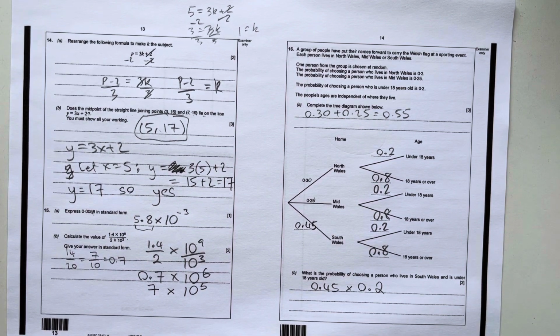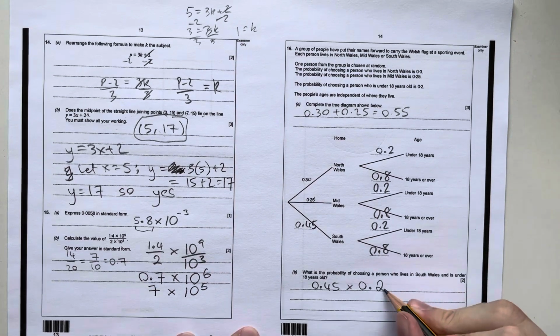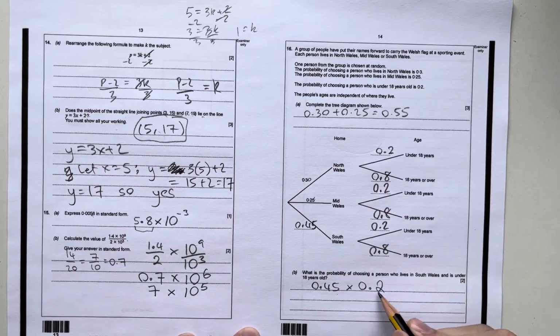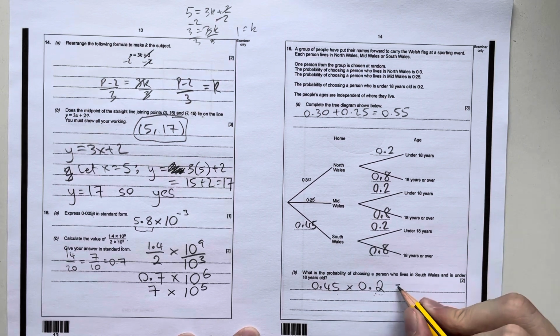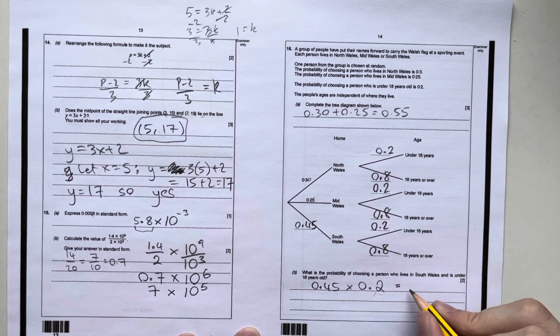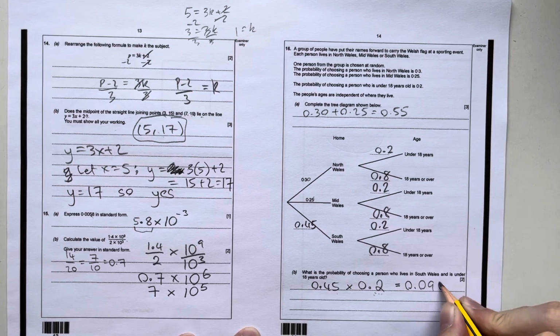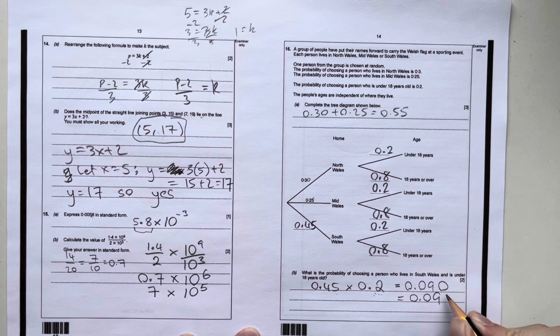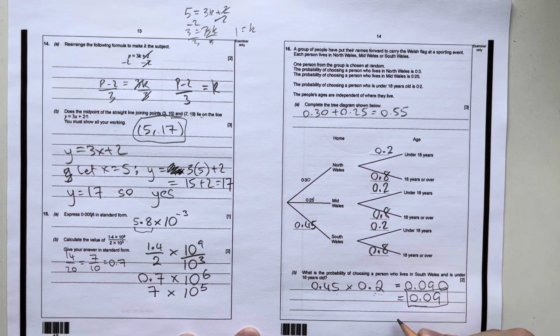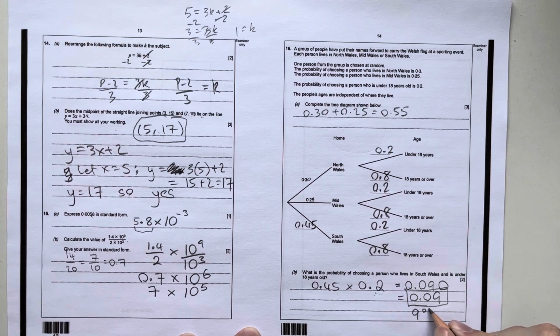So we're going to do 0.45 times 0.2. So this is 2 after the point, and this is 1 after the point. So what is 45 times 2? It is 90. And we want 90 to be 3 after the point. So it is 0.090. So this makes our answer equal to 0.09, because this 0 on the end is a bit redundant. So the answer is 0.09, so that is 9%.